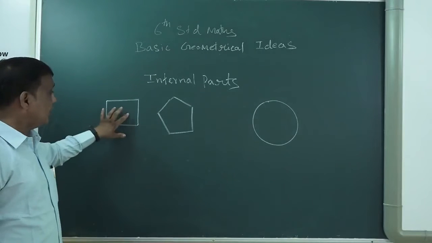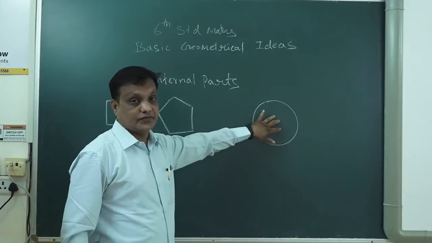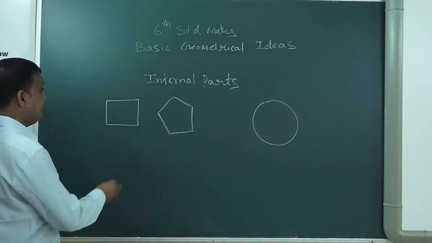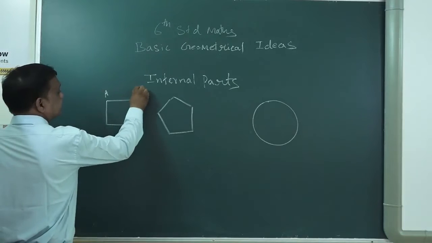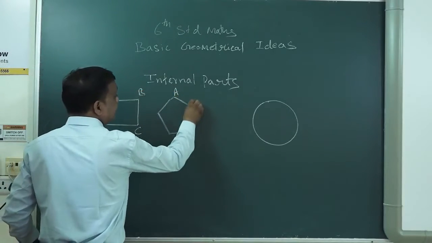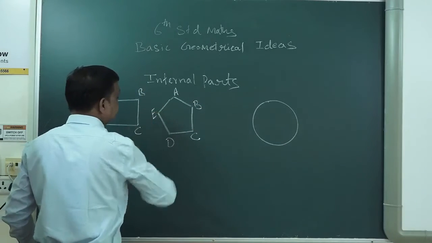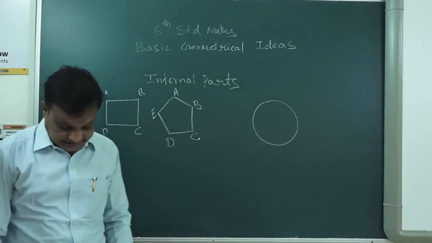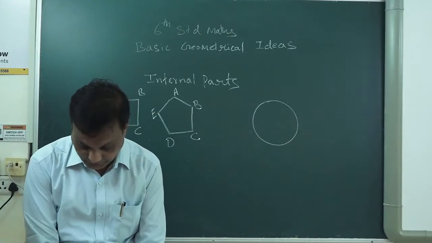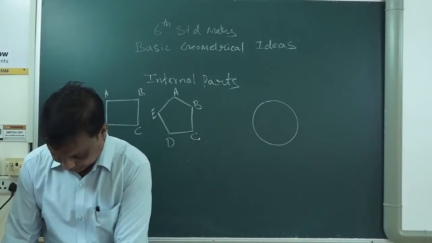If you see, already seen this both comes under what? Polygons, and this comes under curve. Now in polygon, if I given a figure A, B, C, D, and here also I am giving an A, B, C, D and E. So now we will see some internal parts of the polygon and curve.